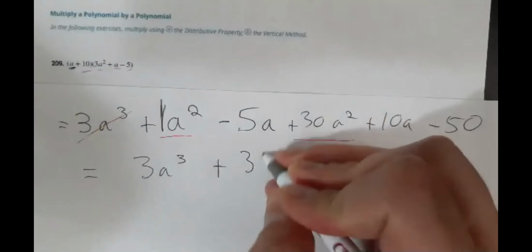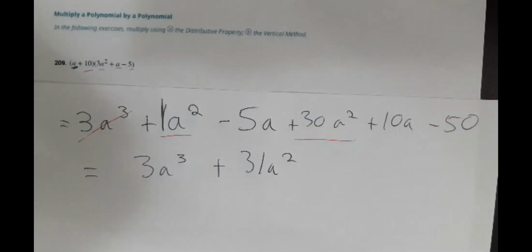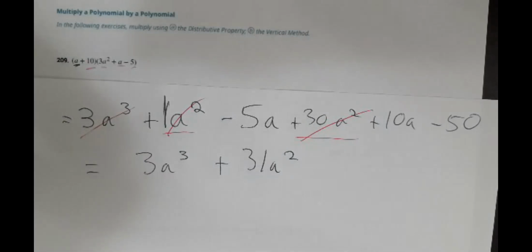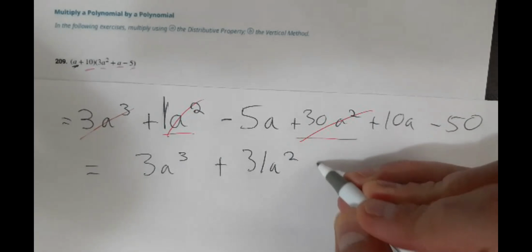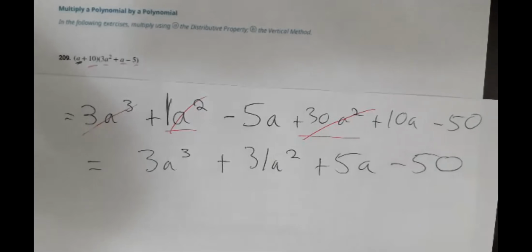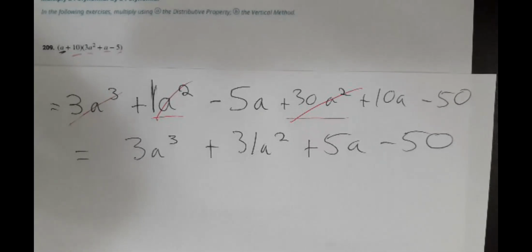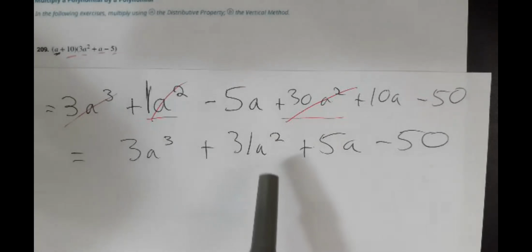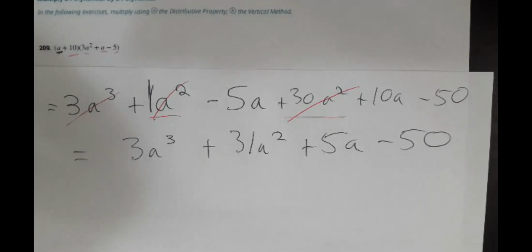It's a 1. This one should be what? 31a squared. The next thing, I got these guys out of the way. I got a minus 5a plus 10a. That's 5a. Plus 5a. 10a. Okay, so minus 50. Only thing I have left I haven't accounted for. And we look here, we have a cube, we have a square, we have a single, we have a constant. That's probably as much as we're going to be able to combine there. Okay.